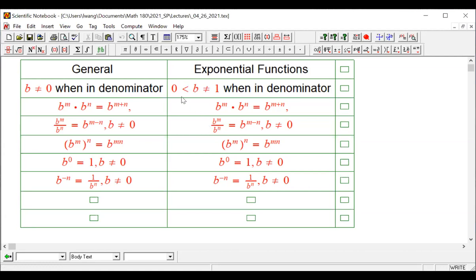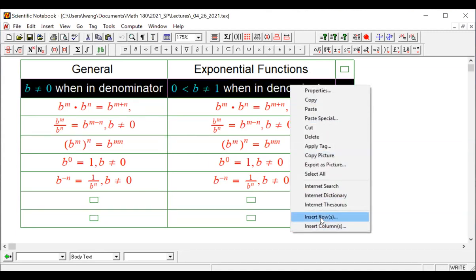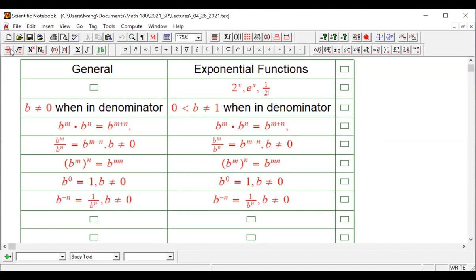What we are working with is that for exponential functions, we require, let me give you some examples, inserting a row here. What I'm talking about is 2 to the power x, e to the power x, and even one half to the power of x. Situations like that. And 10 to the power x, and so on and so forth. So these bases are larger than zero and not equal to one.